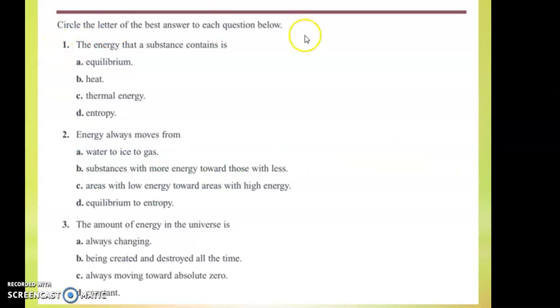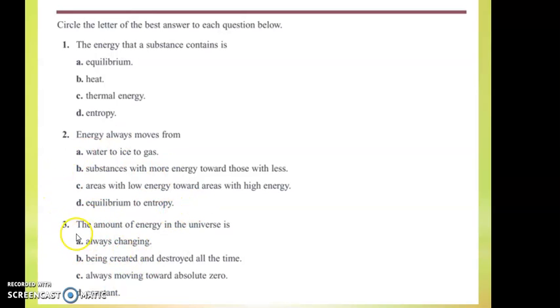Let's go to the classwork. Circle the letter of the best answer to each question below. The energy that a substance contains is: equilibrium, heat, thermal energy, or entropy. Next: energy always moves from water to ice to gas, from substances with more energy toward those with less, from areas with low energy toward areas with high energy, or from equilibrium to entropy.